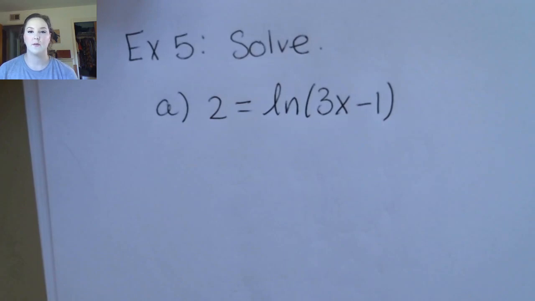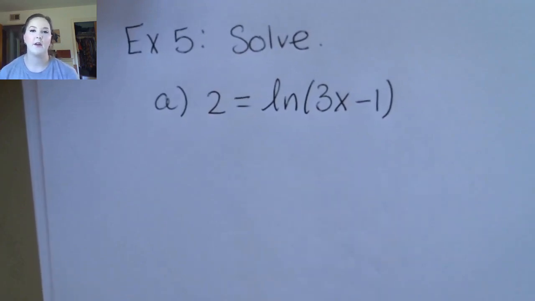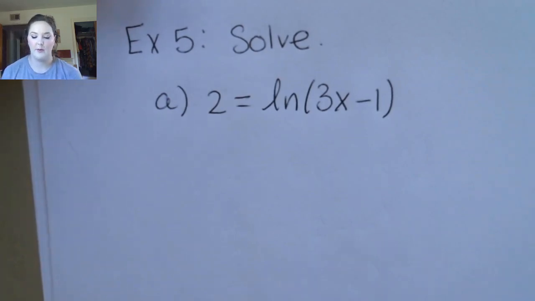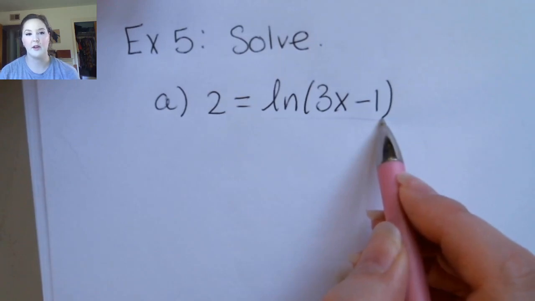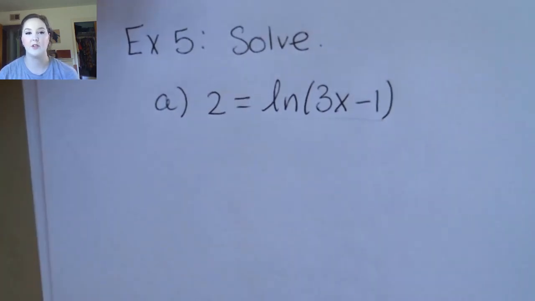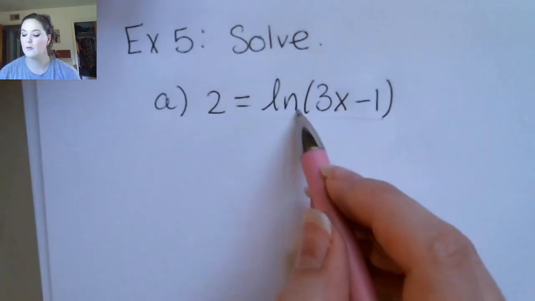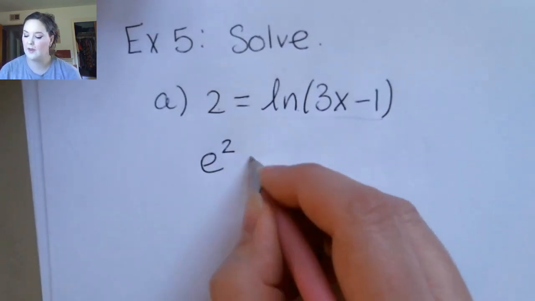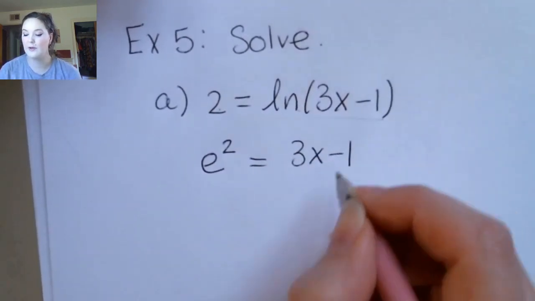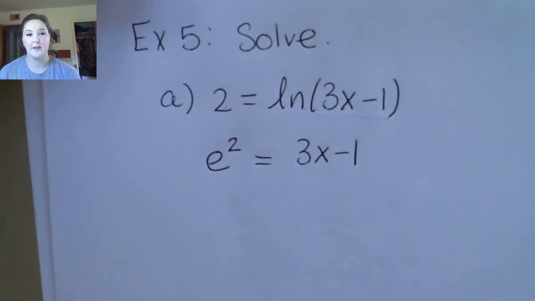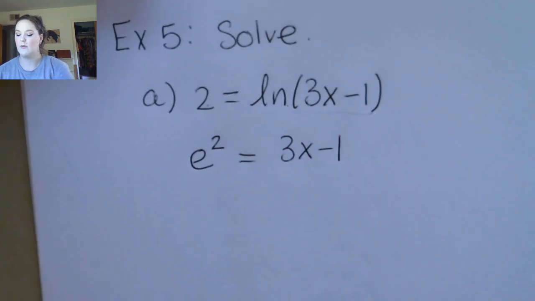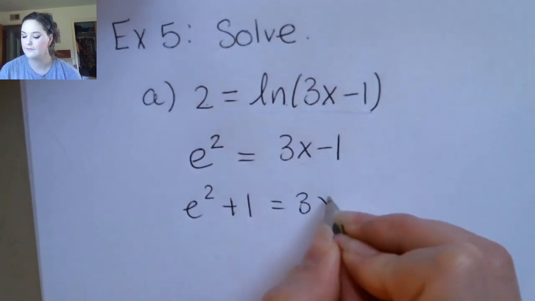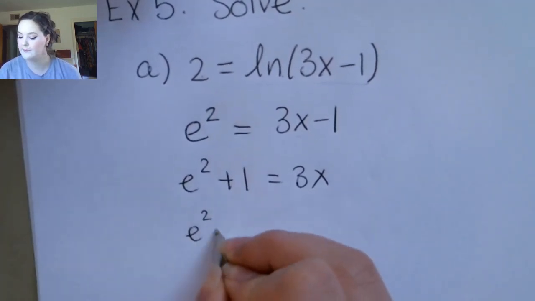Here, if we didn't already have the log isolated, we would want to do that first. But in this example, we do already have the log isolated. So now we change to exponential form. The base of the log becomes the base of the exponent, this becomes the exponent, and the inside is 3x minus 1. You should have seen this technique before, but I'm reminding you of how it works. Now to isolate x, we add 1, and then we divide by 3.